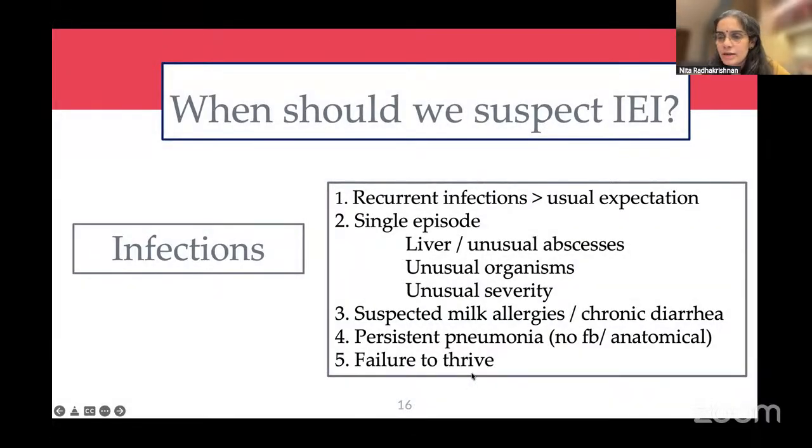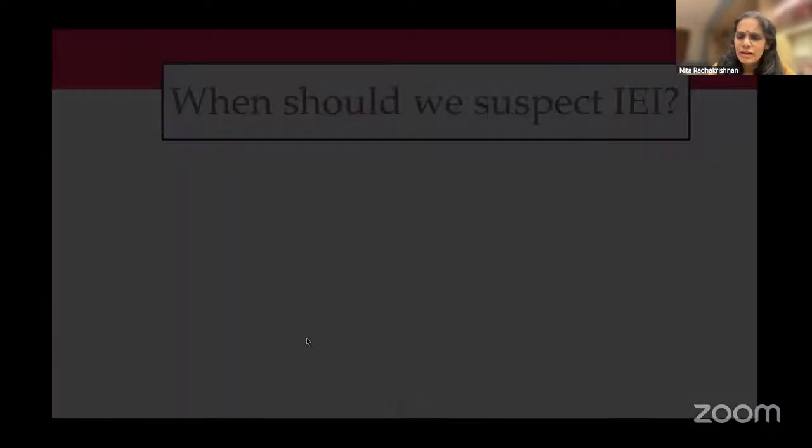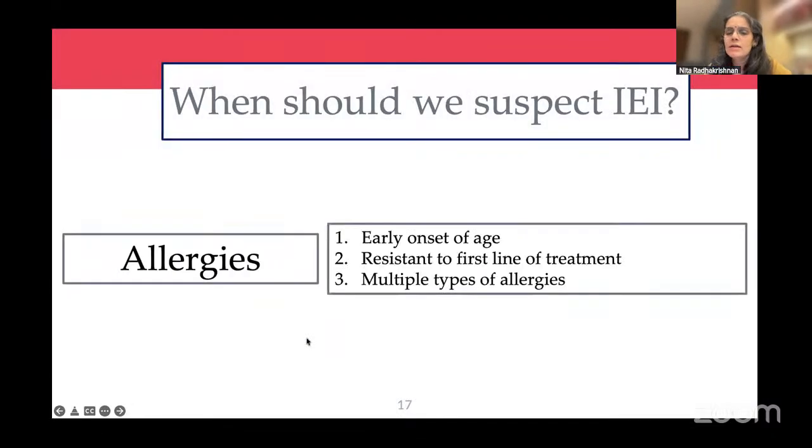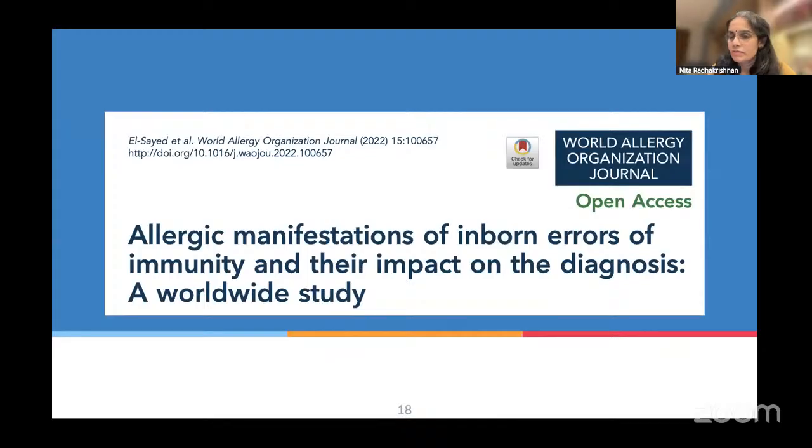And failure to thrive. Among the 10 warning signs in the Jeffrey Modell Foundation list, growth failure is one of the biggest diagnostic clues, as in clinical clues to get to a further evaluation. And growth failure could mean a lot of other things as well. So we'll see stepwise how we evaluate. And like allergies was already shown, early onset of allergy, a patient who is resistant to first line of treatment, and multiple lines of allergies, allergy with infection, etc.